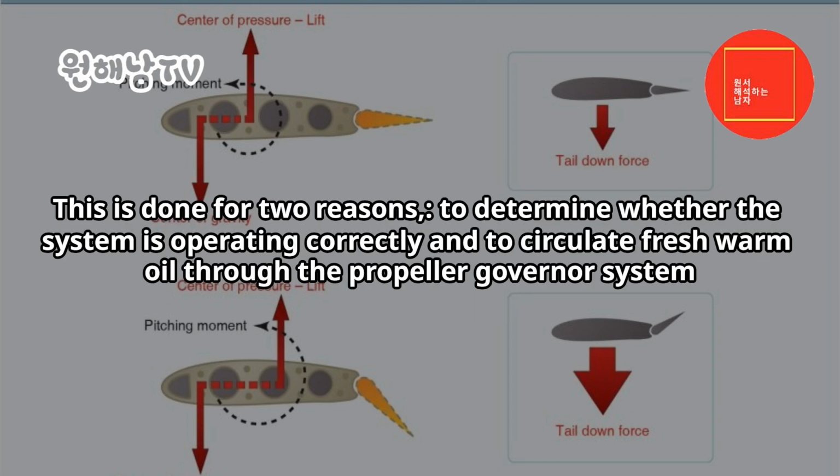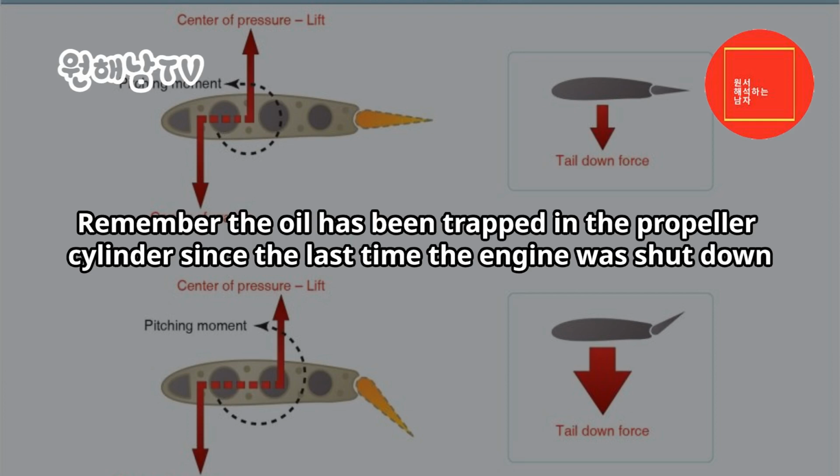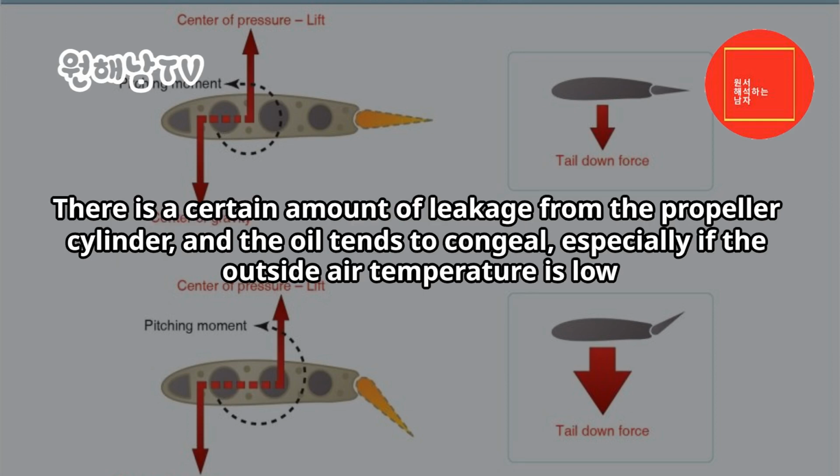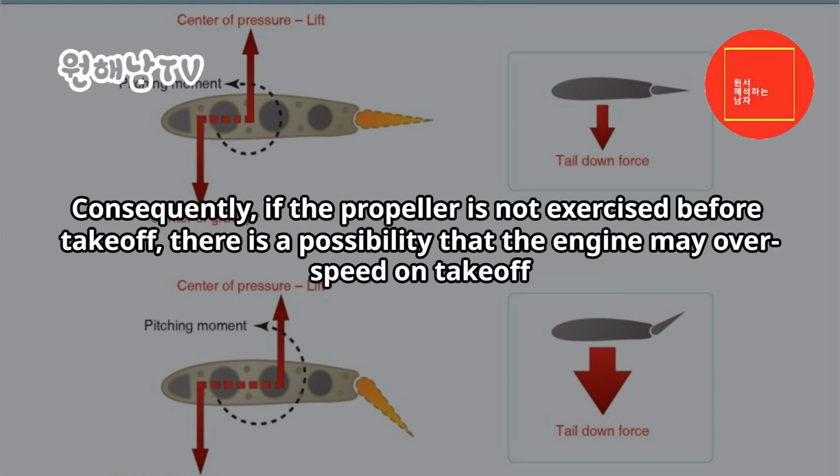This is done for two reasons: to determine whether the system is operating correctly and to circulate fresh warm oil through the propeller governor system. Remember, the oil has been trapped in the propeller cylinder since the last time the engine was shut down. There is a certain amount of leakage from the propeller cylinder, and the oil tends to congeal, especially if the outside air temperature is low. Consequently, if the propeller is not exercised before takeoff, there is a possibility that the engine may overspeed on takeoff.